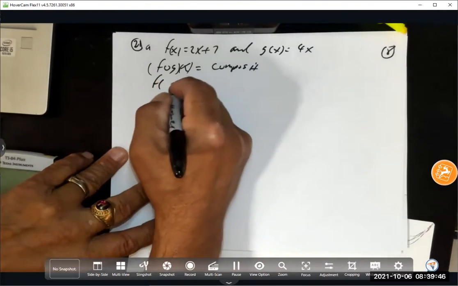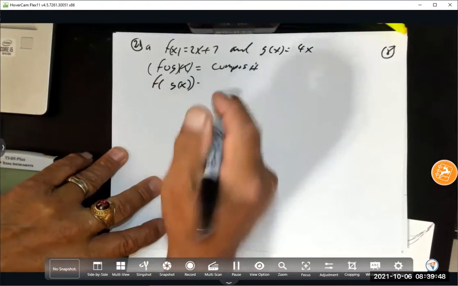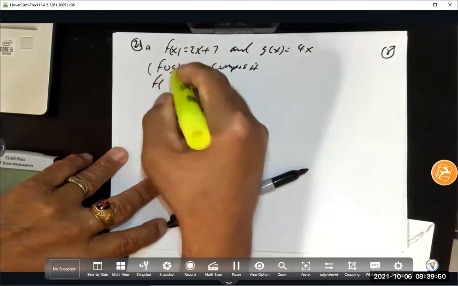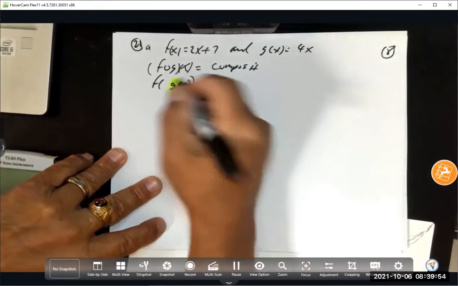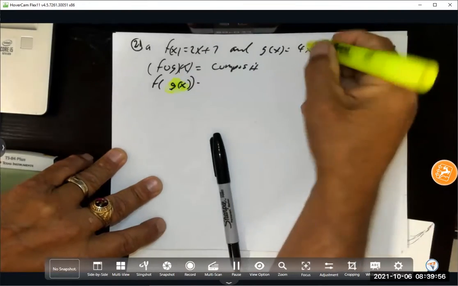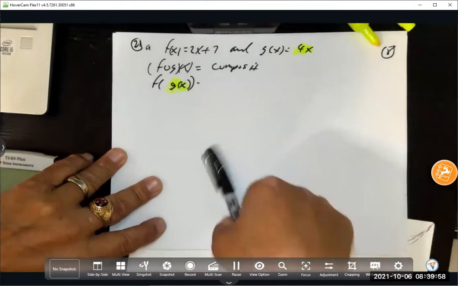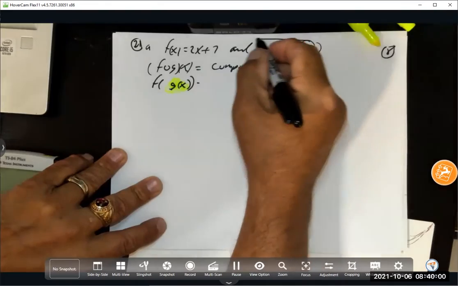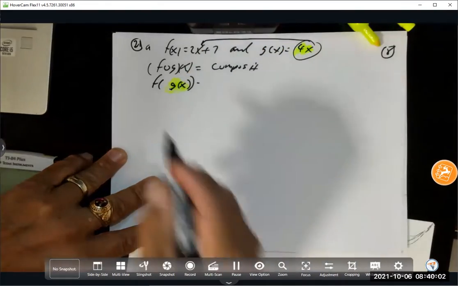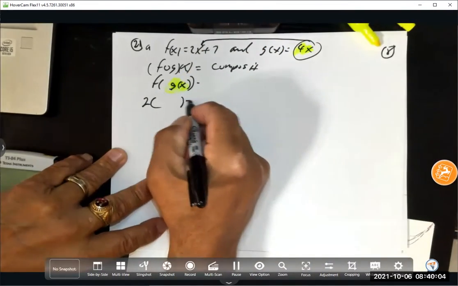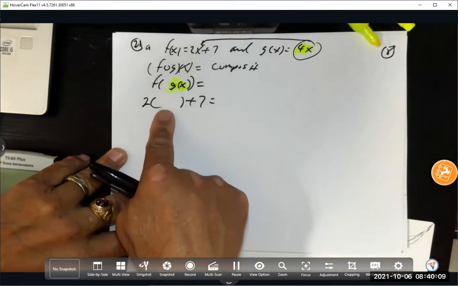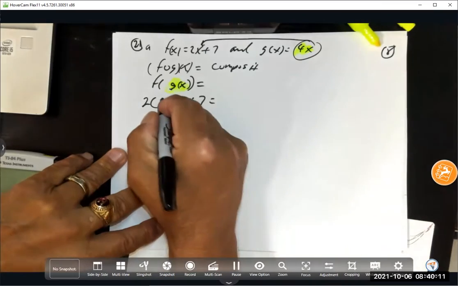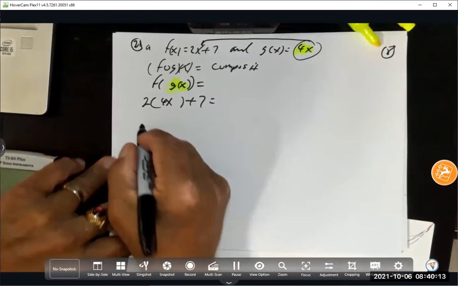That means f of g of x, which means this one is inside. You see right there with the yellow part right there? It means this one has to go inside the other one. So this one right here with the yellow has to go in the other one right there. So you're gonna go 2 times something plus 7. What goes in that block? 4x. And if you times those two numbers together, what do you get?